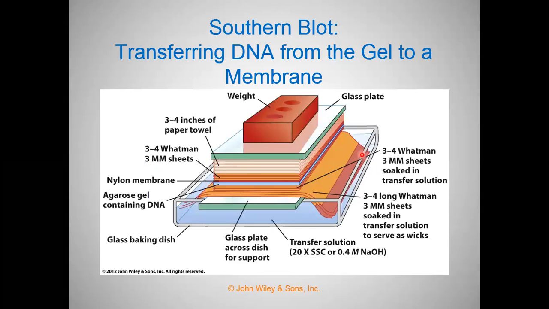Okay, then what will we do? How will Southern blotting be done? Southern blotting is actually the transferring of the DNA from the gel to a membrane. In this process, this one is the glass baking dish. In this dish, we will add the transferring solution.